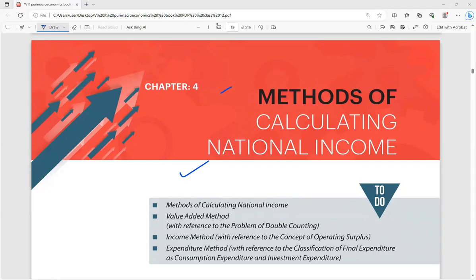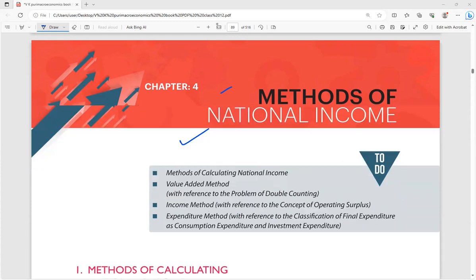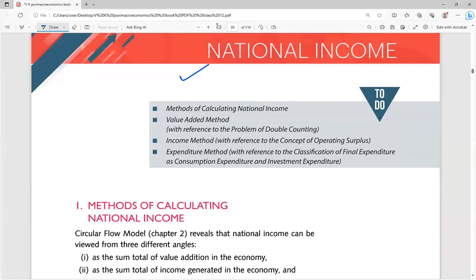Thank you. So the next chapter is methods of calculating national income. We are going to see how many methods we have and how to deal with them. If you remember, we have seen three phases: the income phase, the expenditure phase, or you can say the disposition phase, and another one, the production phase.